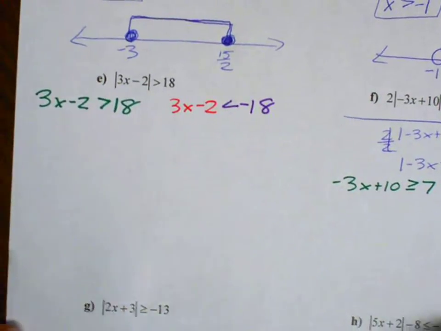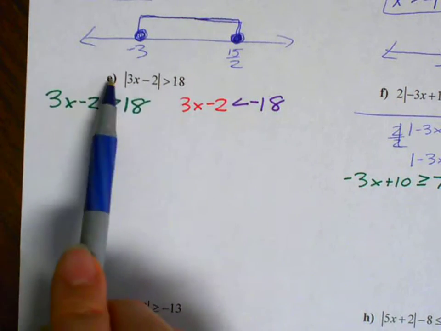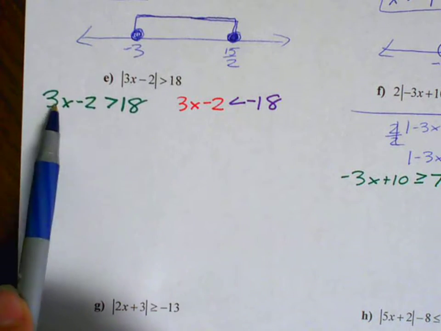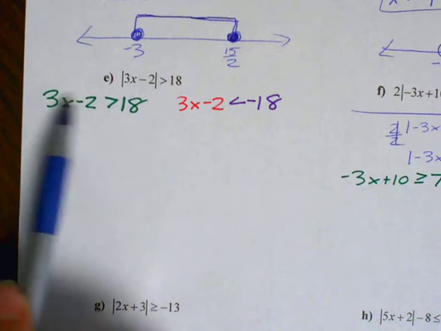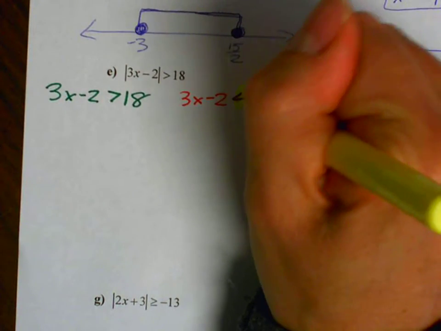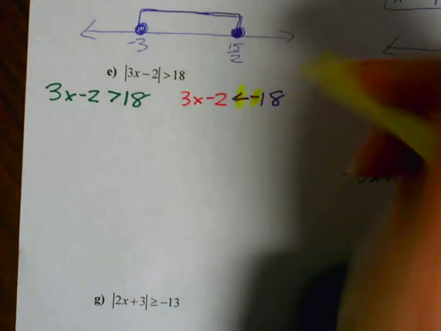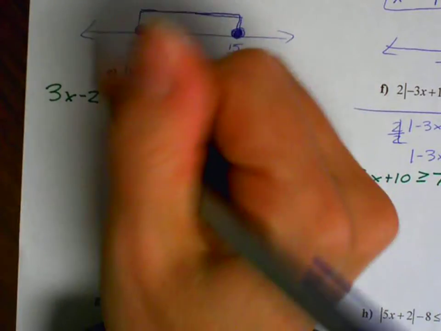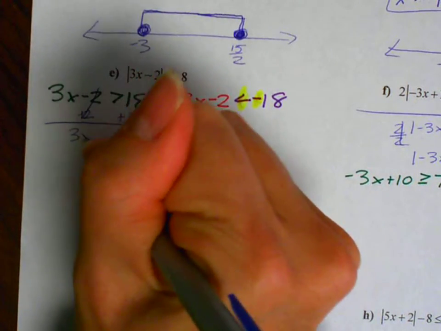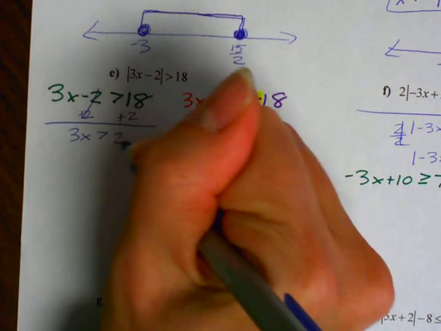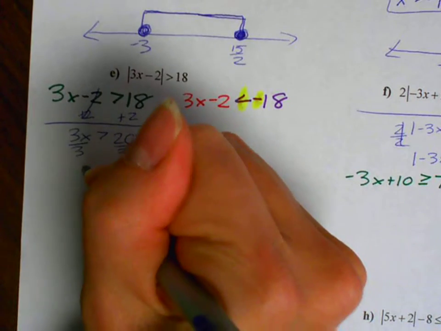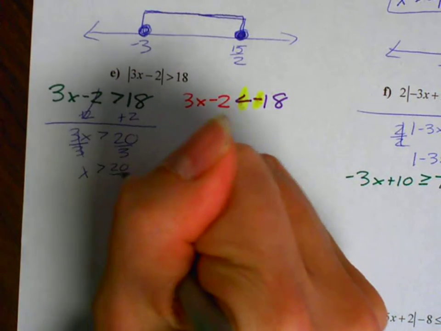All right, next example. So this one was already by itself, so I didn't need to do anything before I took it out of the absolute value. So my green one, I took it out of the absolute value and left everything the same. This one, when I took it out, I flipped the inequality sign, and I changed the sign. So now to solve, I need to get the variable by itself. I'm going to add 2 to both sides. That gives me 20. And then divide by 3, and I can't reduce 20 over 3.